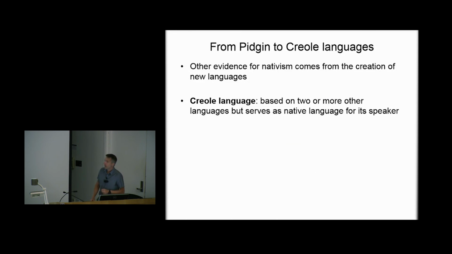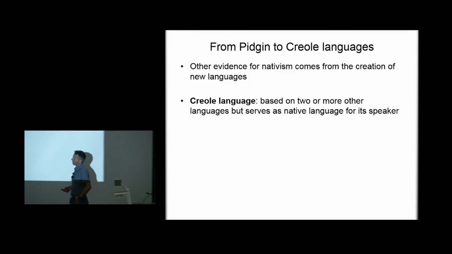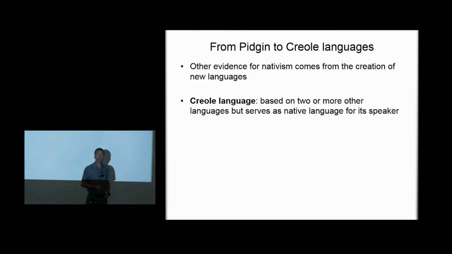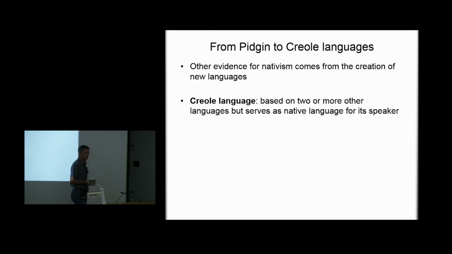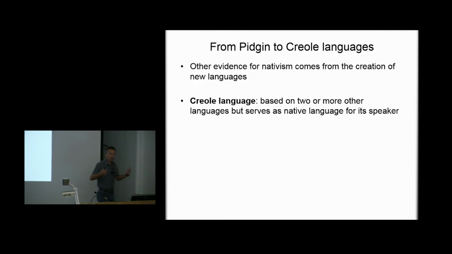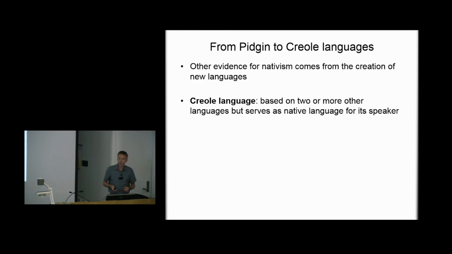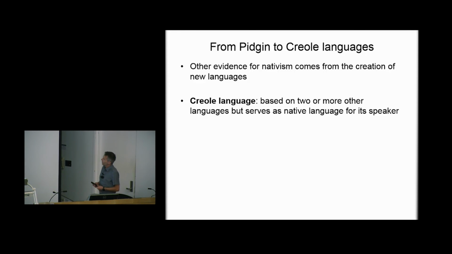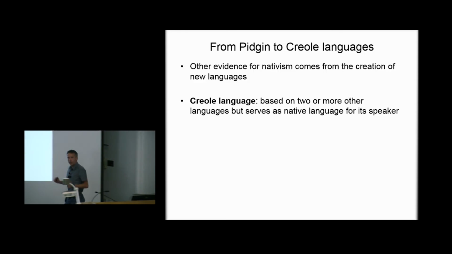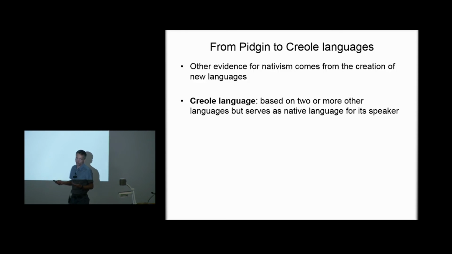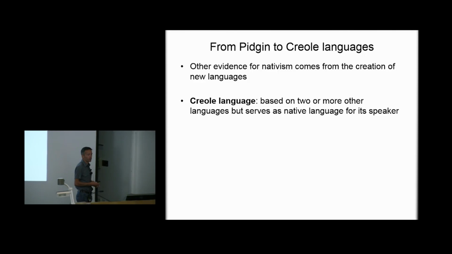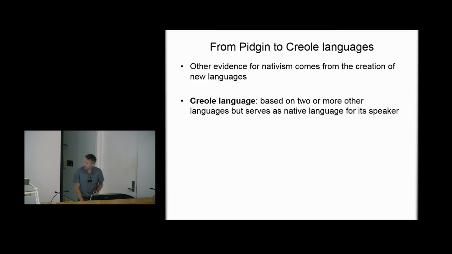I'll skip this. The other really interesting finding relates to the formation of new languages, Creole languages. That researchers also point to evidence for nativism. So Creole languages are languages based on a combination of 2 or more languages, but they are the native language for its speaker. So how did these languages come about?